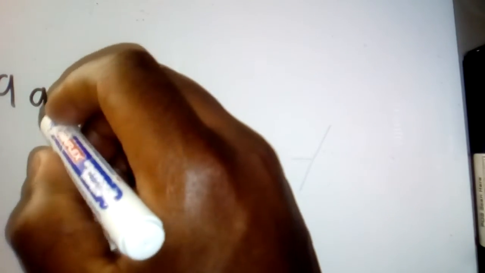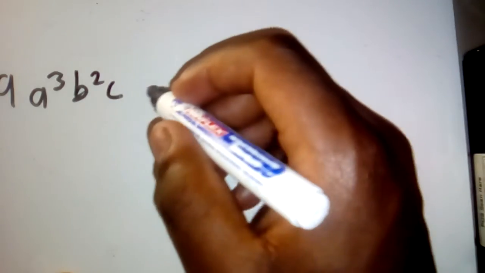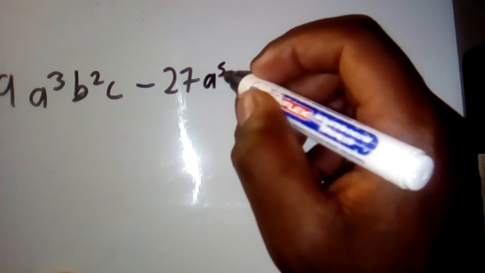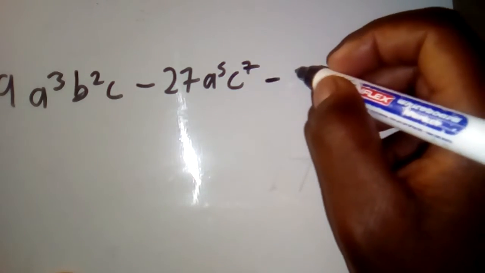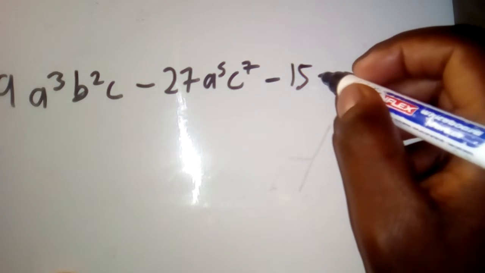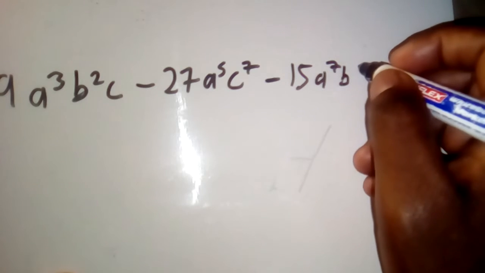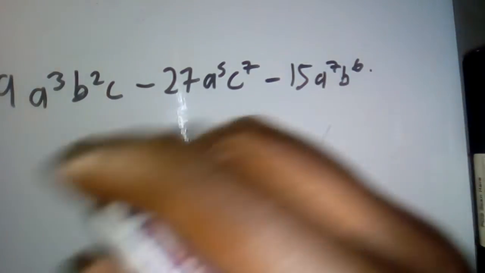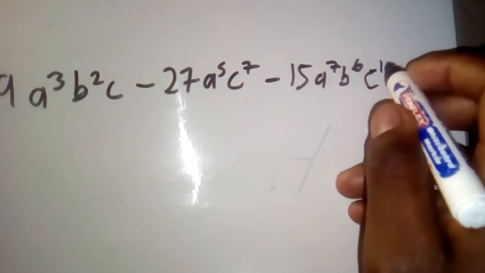Here is another one. Let's say we have 9a cubed b squared c minus 27a to the power of 5 c to the power of 7 minus 15a to the power of 7 b to the power of 6 c to the power of 10.